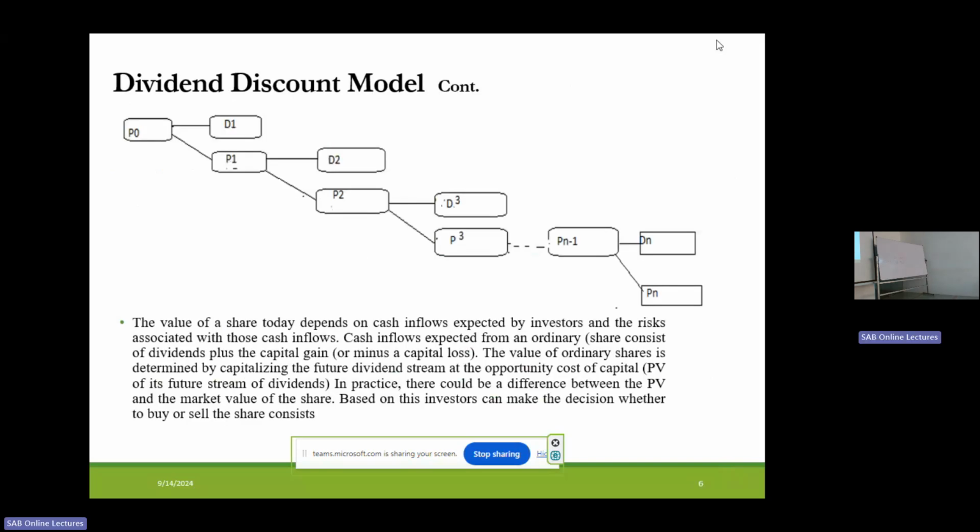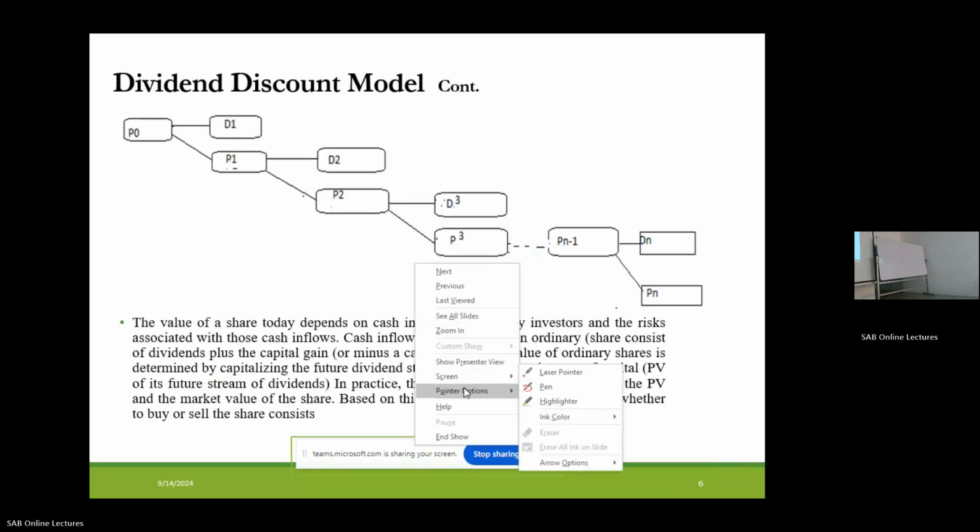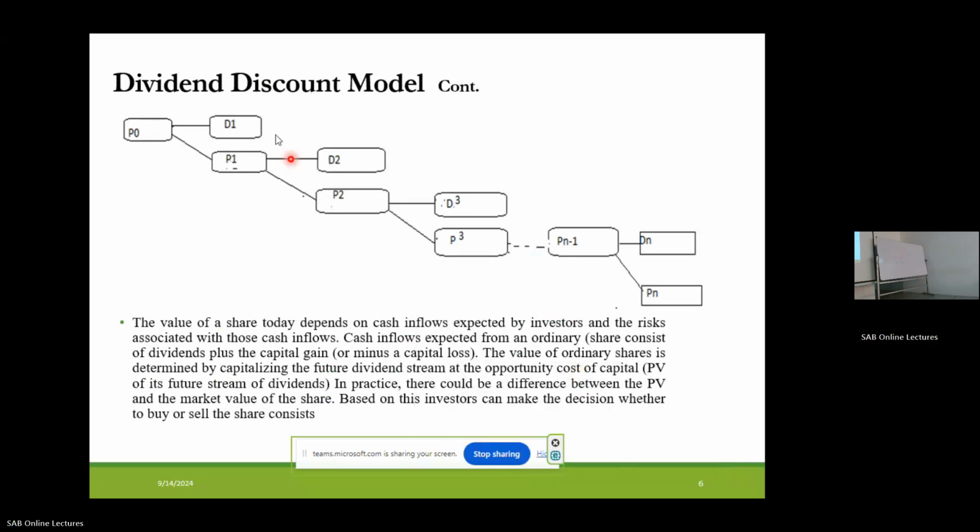If you look at this diagram, you can see these two aspects. I think you can understand these two methods. Here P0 is the current price, or value. The value depends on the next period dividend and the selling price. If you want to calculate today's price, suppose you are going to invest for 1 year, then your price or value depends on the next period dividend, D1, and your selling price at the end of the next period.